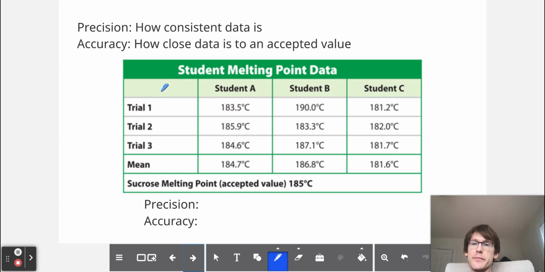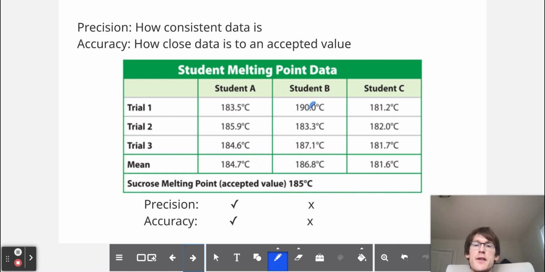Moving on, we have precision and accuracy. Precision is all about how consistent the data is versus accuracy, which is how close the data comes to an accepted value. So if I look at student A, all these values are pretty close to one another, and the average of them is very close to the accepted value. So this has both precision and accuracy.